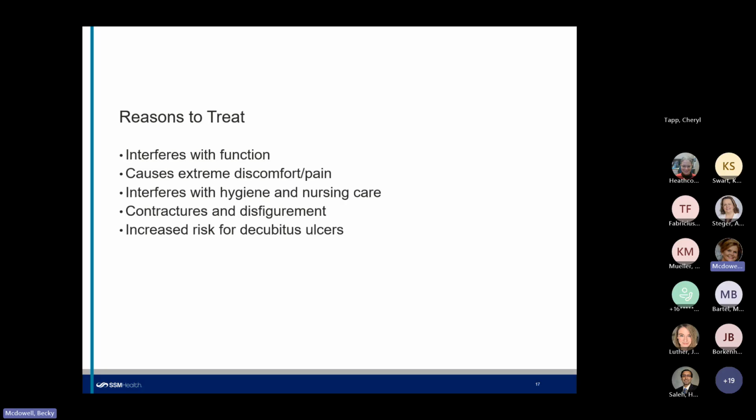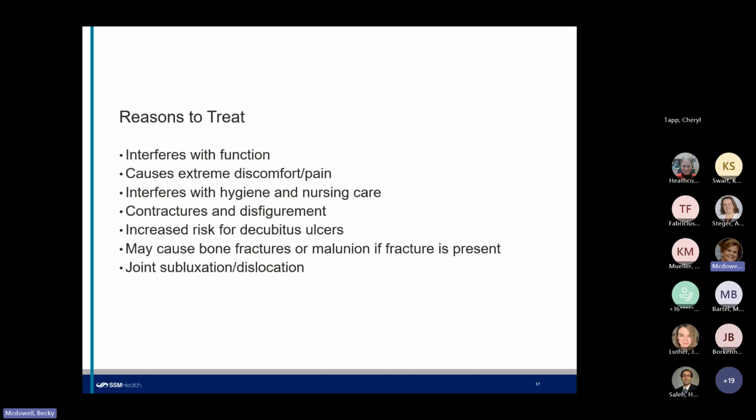Spasticity also increases the risk of decubitus ulcers at times. It may cause bone fractures, and if a fracture is present, it can lead to malunion due to the significant tone preventing the bone from being together or connecting with the other part of the bone. We see joint subluxations and dislocations. This is mostly in the hips and the shoulders. I've seen this especially in stroke patients in the shoulders, where their shoulder is just subluxed and it causes lots of pain.